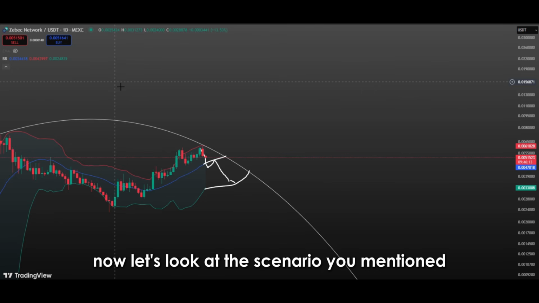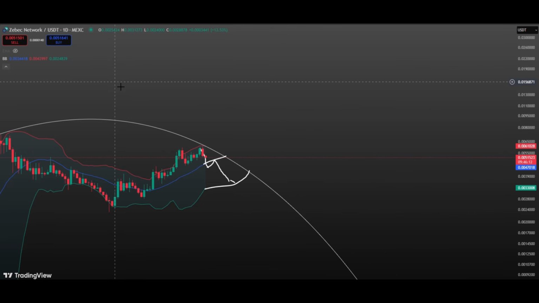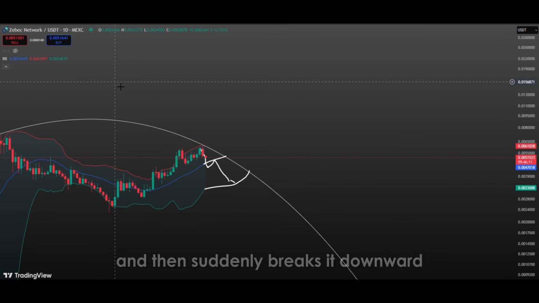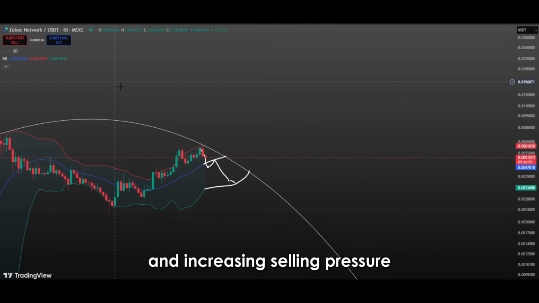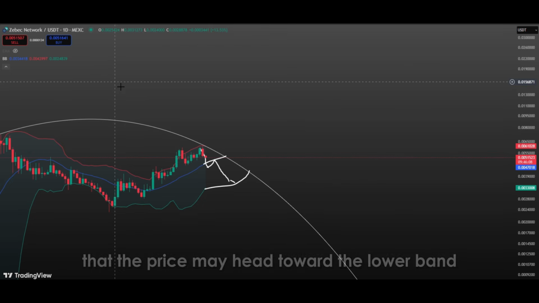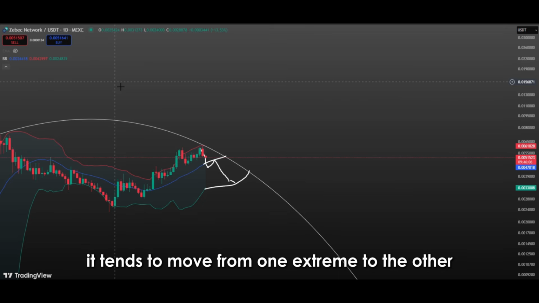Now, let's look at the scenario you mentioned when the price breaks the middle band. In Bollinger Bands, if the price is moving above the middle band and then suddenly breaks it downward, this often signals weakening momentum and increasing selling pressure. Moving below the middle band is an important signal that the price may head toward the lower band. Statistically, as long as the price stays within the bands, it tends to move from one extreme to the other.